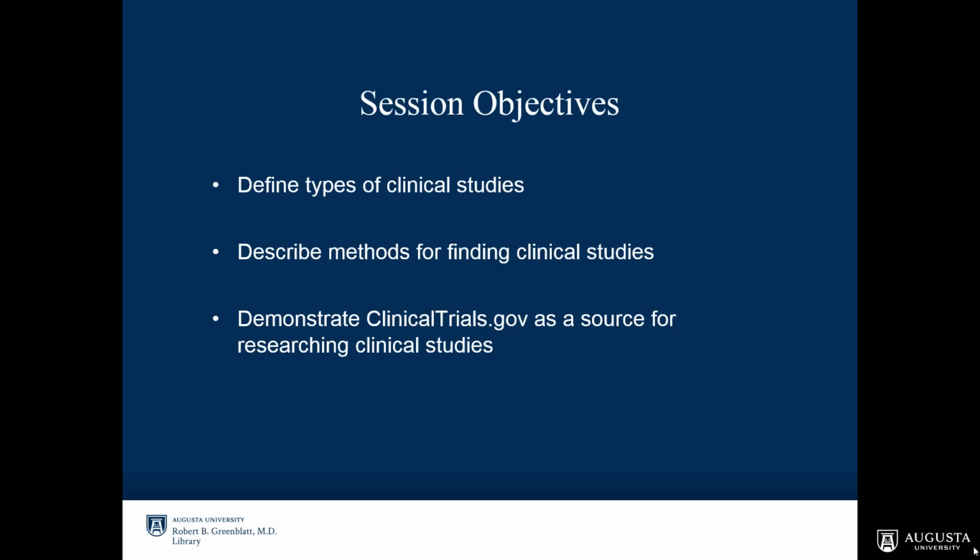So I hope you've learned something today about the different types of clinical studies. I've mentioned interventional and observational studies, and then some subcategories of each of those. We looked at methods for finding those clinical studies in the literature through PubMed and through clinicaltrials.gov. And I hope that you're feeling a little better about how to find information about these types of studies.